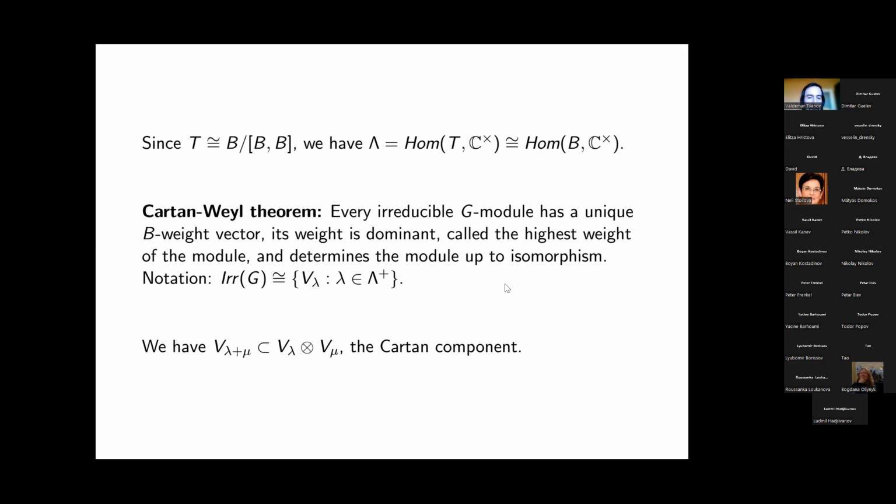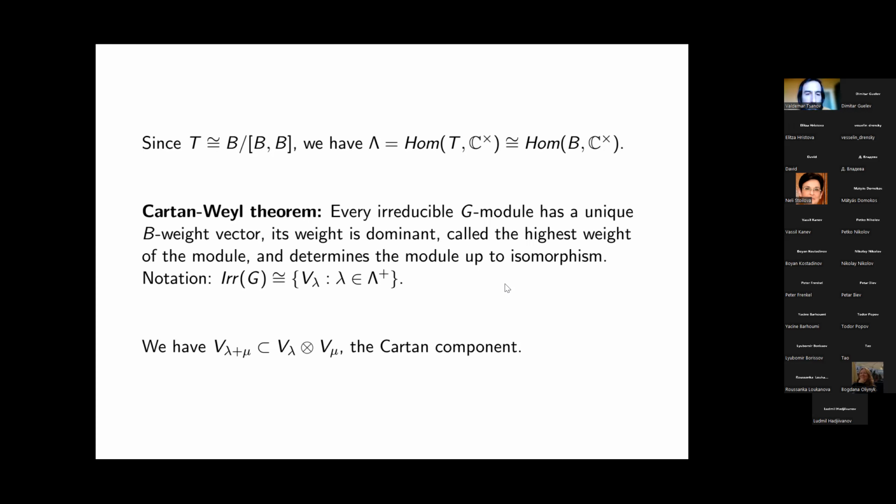And there is an important fact that the tensor product of two irreducible representations decomposes somehow. And there is one special component that we always encounter, and this is the one with the sum of the highest weights. So this is a semigroup again, and this is for us an important problem.